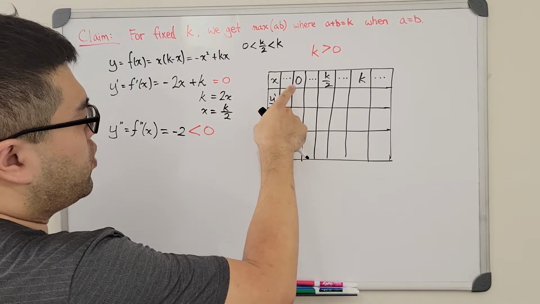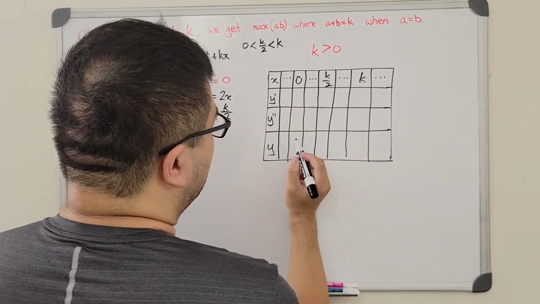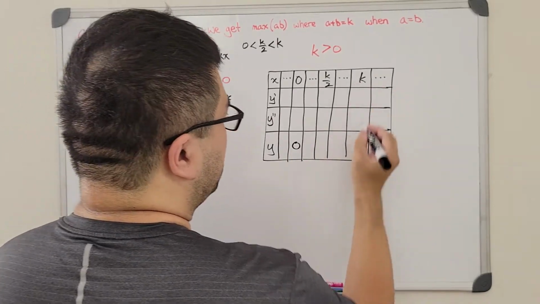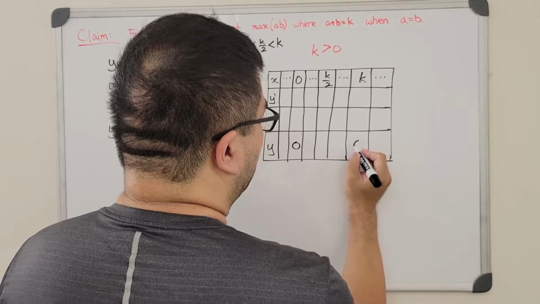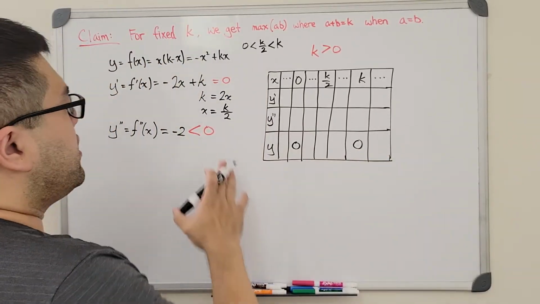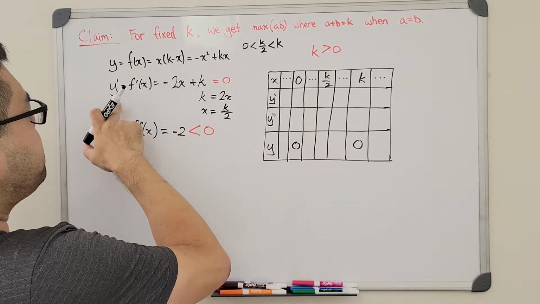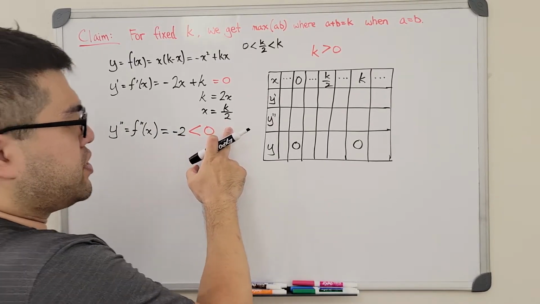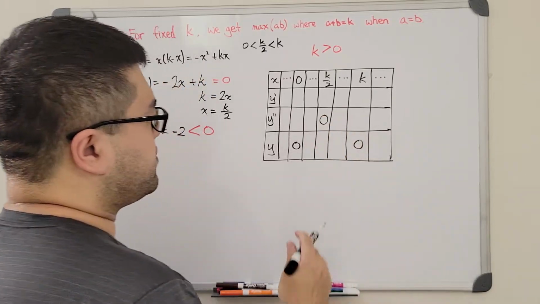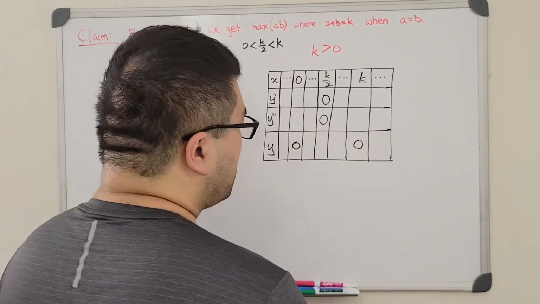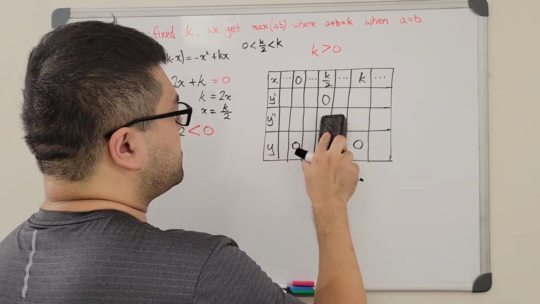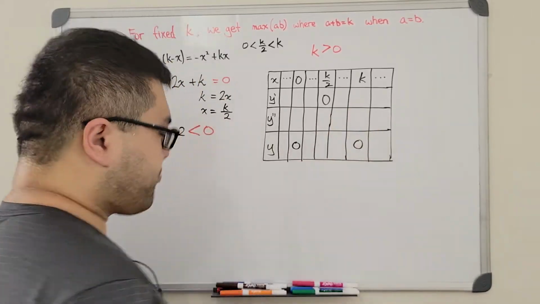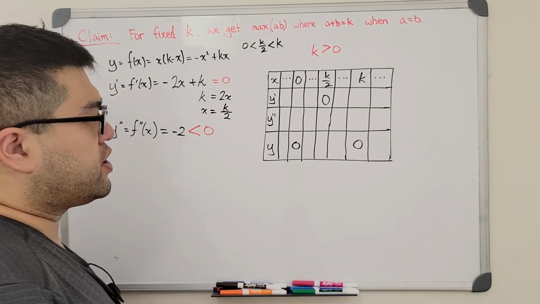For example, when x is equal to 0, we know that 0 is a root, so y is equal to 0. Similarly, we get y equals 0 when x equals k. Next, we also know that y prime is equal to 0 when x is equal to k over 2. So we'll just fill it in here on top, not in the third row. Good. Then what should we do next? Now we gotta fill in the rest.